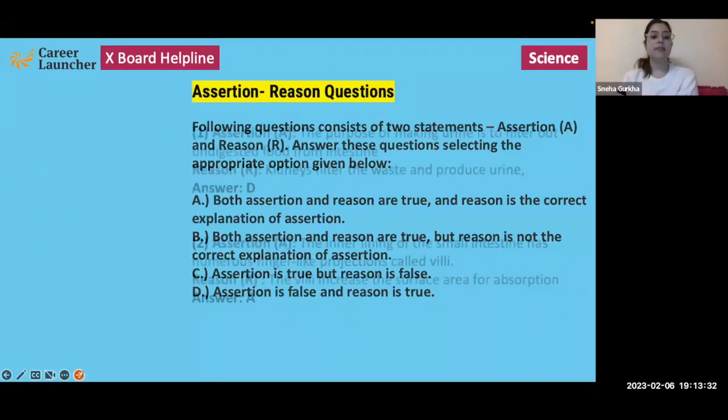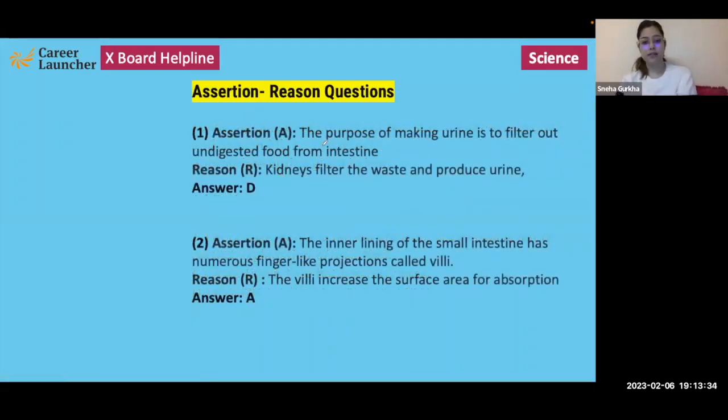So let's have a look at the statements. The first statement says, the purpose of making urine is to filter out undigested food from the intestine. This is the assertion. The reason is kidneys filter the waste and produce urine, right? So the first statement is wrong. The purpose of making urine is to filter out nitrogenous wastes from blood and not undigested food from the intestine. So this is an incorrect statement.